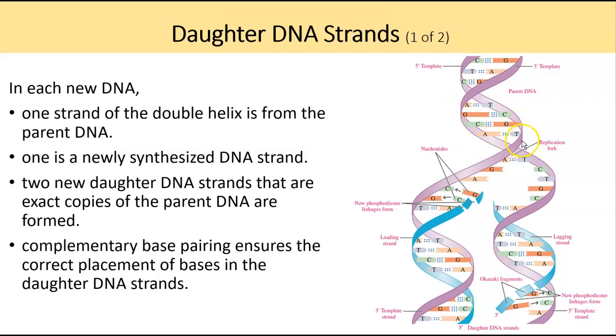So how does that happen? That happens due to complementary base pairing. After the parent DNA is unwound or separated, the new strands will be generated by complementary base pairing to make sure that the two new strands will be exact copies of the parent DNA molecule.